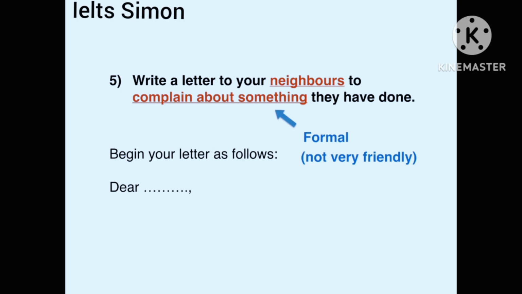However, if you did write an informal complaint to your neighbours, that's also very possible, so you wouldn't lose marks for it. I personally would do the formal one, so I'd begin with Dear Mr. and Mrs. Smith, and I would end with yours sincerely. So there you've seen 5 examples, and I hope that helps you to see when to write a formal letter and when to write an informal letter.